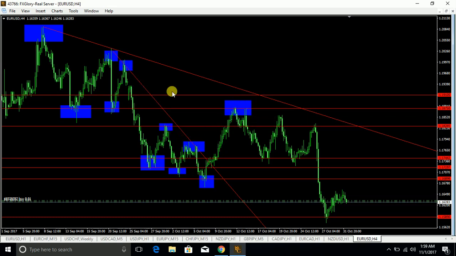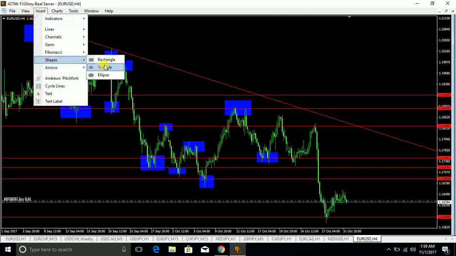Now, if you look right here, let me get this out the way. We don't really need that. Now, if you look right here, after this series of lower lows and lower highs, we all of a sudden have a higher high, a high that's higher than the previous high. We also have a low that's higher than the previous low. So we have a high that's higher than the previous high and a low that's higher than the previous low, which shows a trend changing direction.